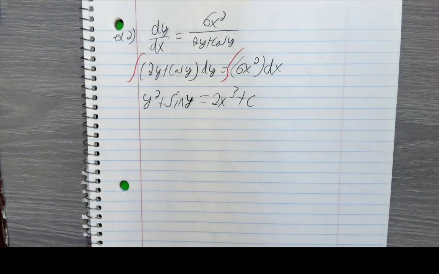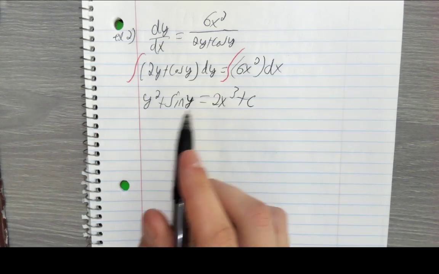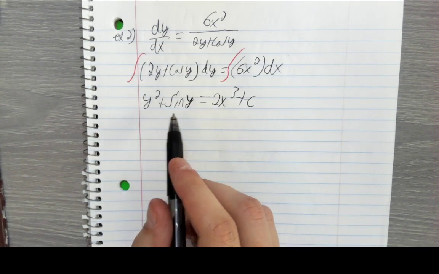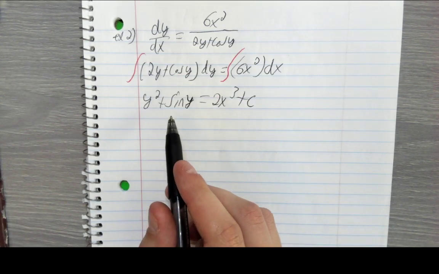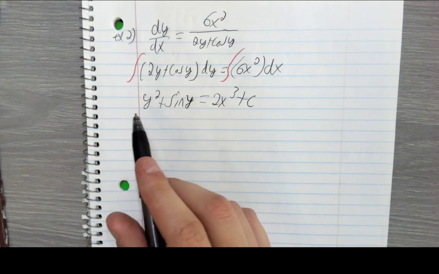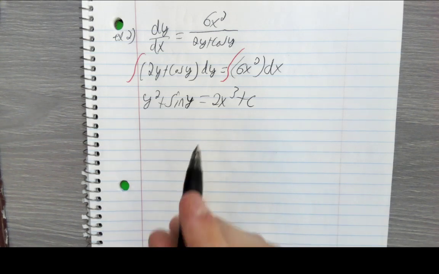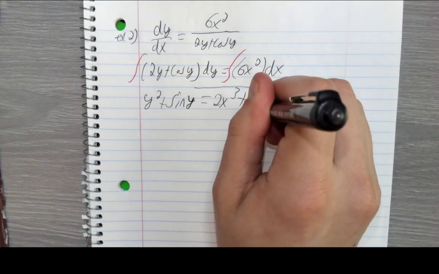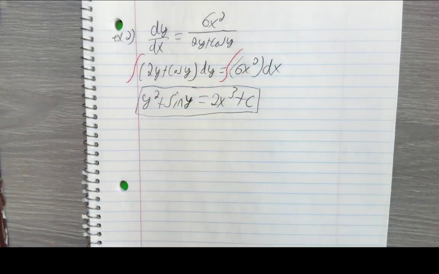Okay, and like I said before, ideally, if we're solving, we want to solve for y. As you guys can see, there's nothing I can do to solve for y here. I have a y squared plus sine y. I can't simplify that. I can't factor out a y. I can't divide by anything. Like, I'm stuck. So if you guys ever run into this situation where you can't go any further, that's okay. You're not always going to be able to solve for y.